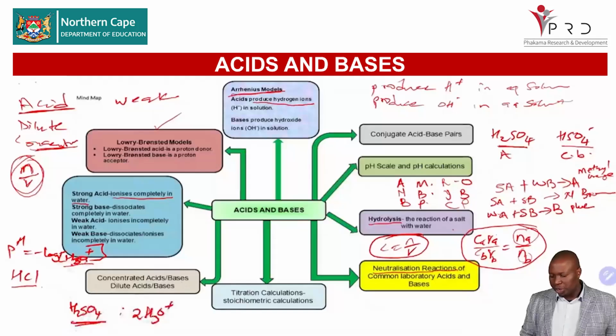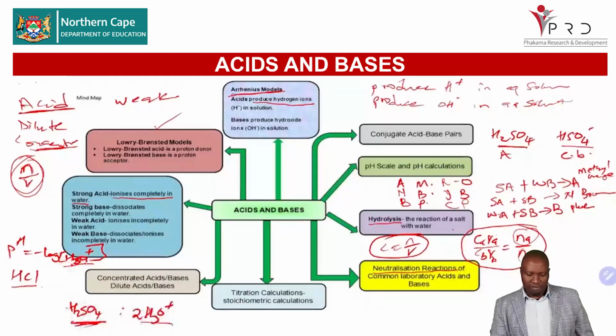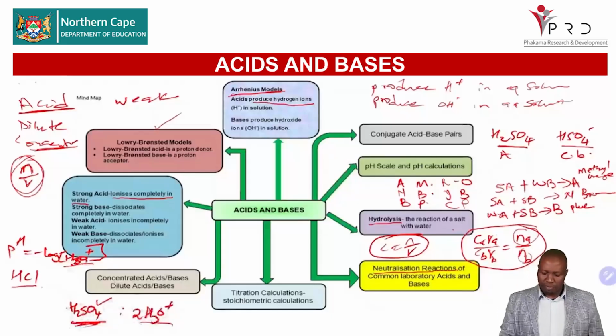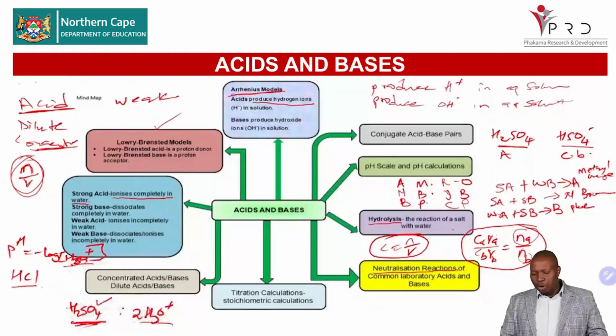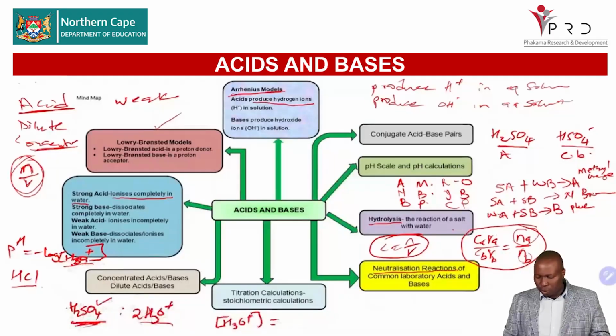So always look at the ratio of the acid to the H3O+. So if you are given the concentration of H2SO4, definitely you are going to multiply by 2 because it forms 2 H3O+ when you are doing the pH calculation. And if you are given pH, know that you can use [H3O+] equals 10 to the power of minus pH to calculate the concentration.